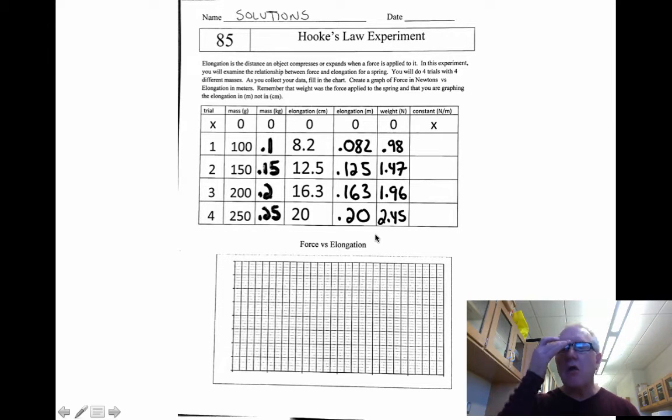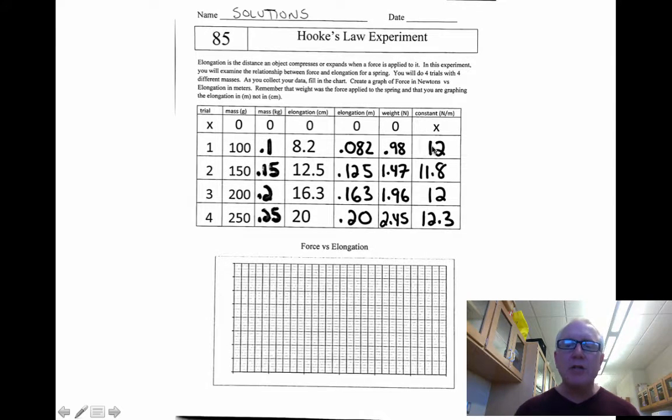The next column that we had to fill out here is the constant, and that's the k in the F = kx equation. So the constant in newtons divided by meters would be the force in newtons divided by the elongation in meters. So it's this column divided by this column. And I got some numbers over here which might be different than yours, but again, that's how I did it. I took the weight, which is the force in newtons, divided by the elongation in meters, and that's the x value in the F = kx equation.